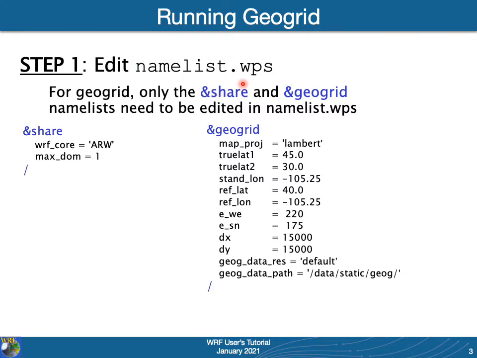As a general rule, when running any of the WPS main programs, there are two namelist groups that you need to edit. In all cases, you'll need to generally make edits to the shared namelist group that's shared by all of the WPS programs. And secondly, you'll need to edit the namelist group whose name matches the name of the program that you're running. So in this case, before running the Geogrid program, we'll edit the Geogrid namelist group.